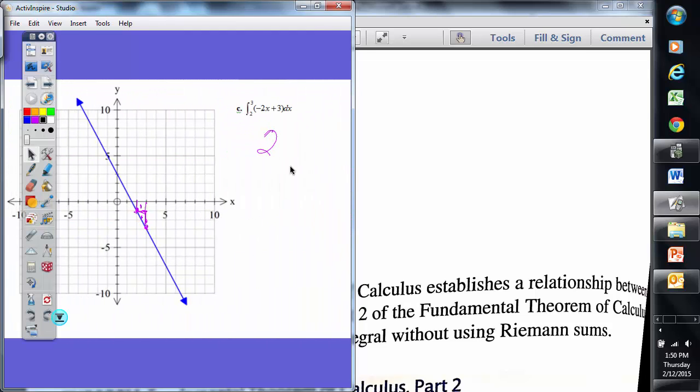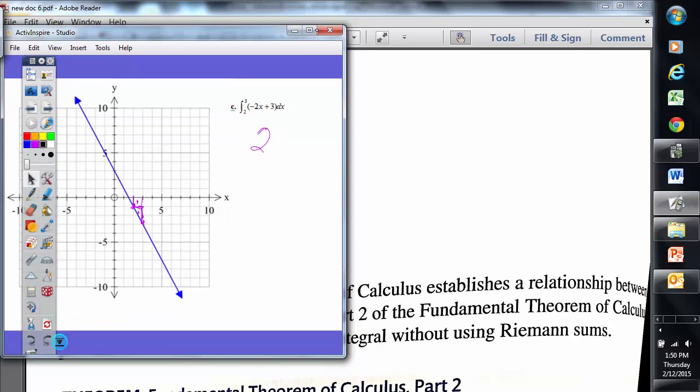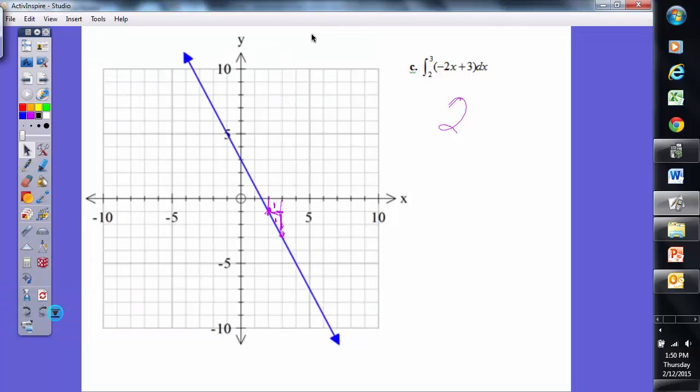Take a look at this one, for example. Why is it not taking up the whole screen? There we go. If I asked you to find the antiderivative of -2x plus 3, you would tell me -x squared plus 3x, I hope, because that is the antiderivative. And then you have a plus c usually, but we're not going to write the plus c because we're going to plug these numbers in.